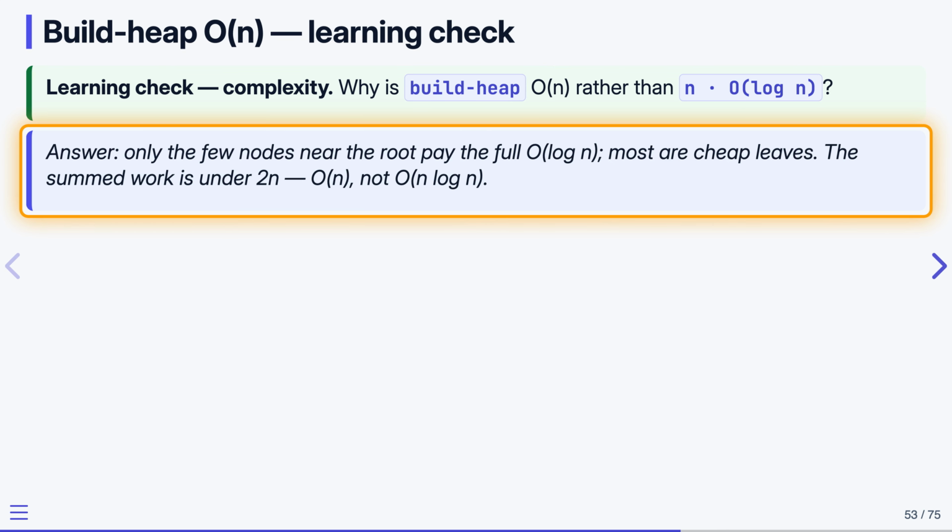Because only the few nodes near the root ever pay the full big O of log n, and most nodes are cheap leaves and near leaves that sink one level or none. The summed work stays under 2n, so it is big O of n, not big O of n log n.